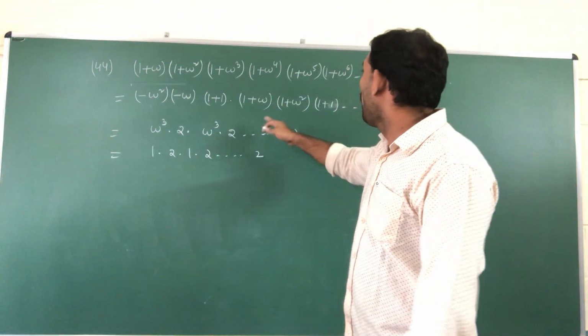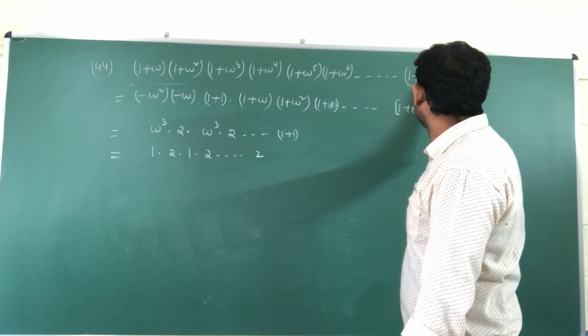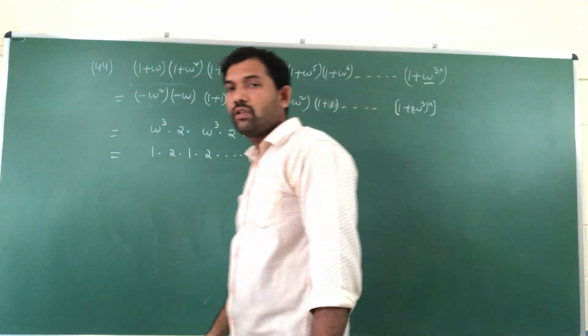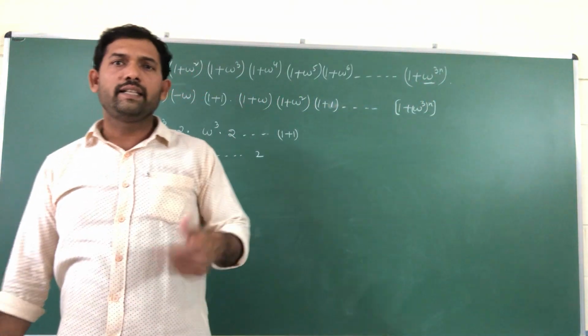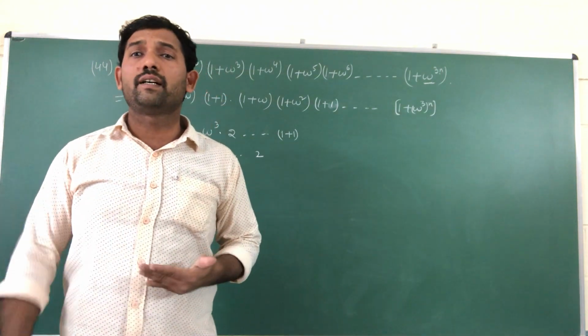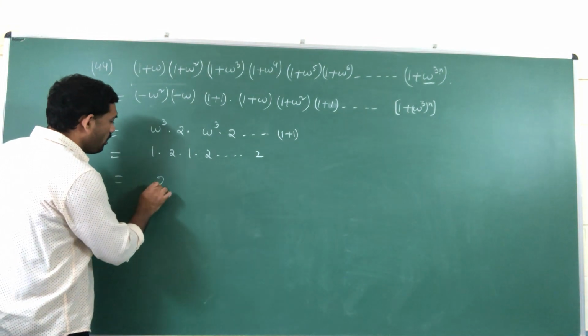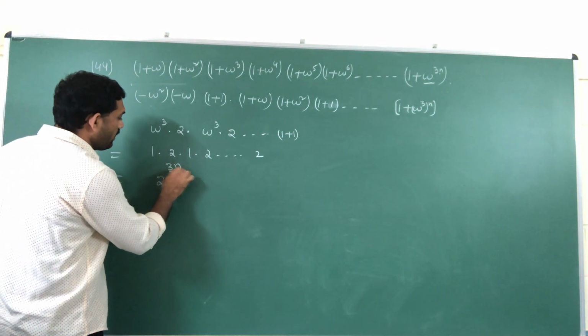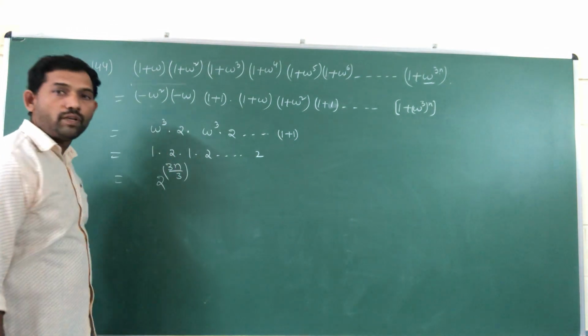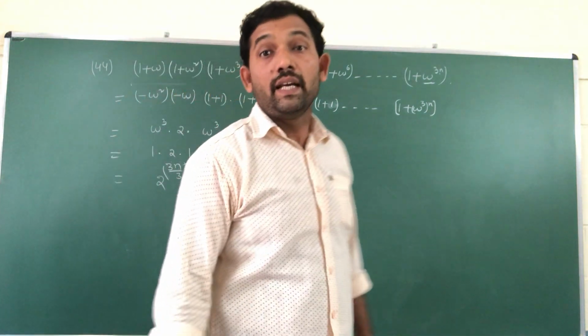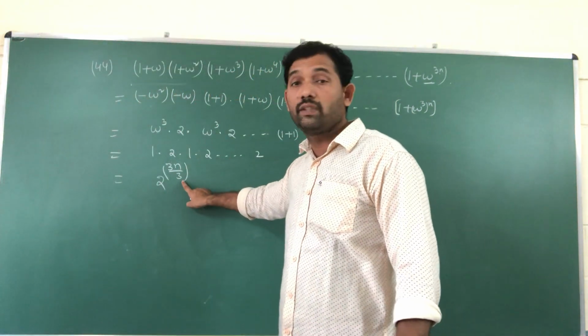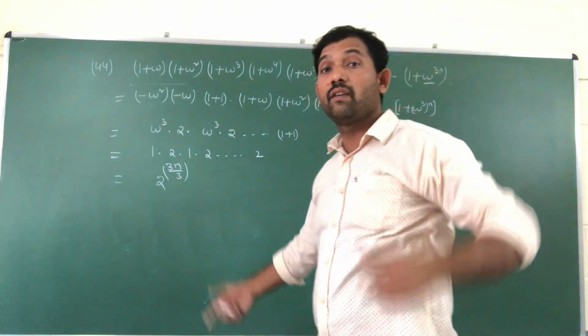So how many terms are there? 3n terms are there. 3n terms, every third term is 2, means what happens? So how many 2's are there? The ratio is 3n divided by 2. Every third term is 2. That's why the whole number of terms is divided by 3.